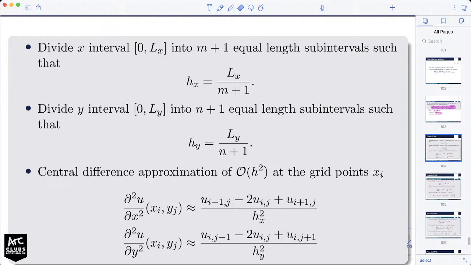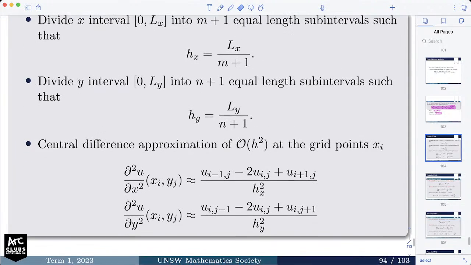Essentially the idea is you use these approximations, and then you substitute the approximation back into the PDE that you're solving. That's the general procedure that all of these are going to take.